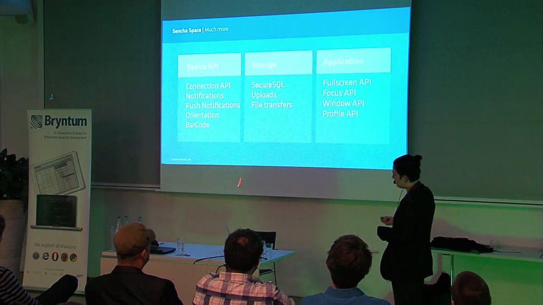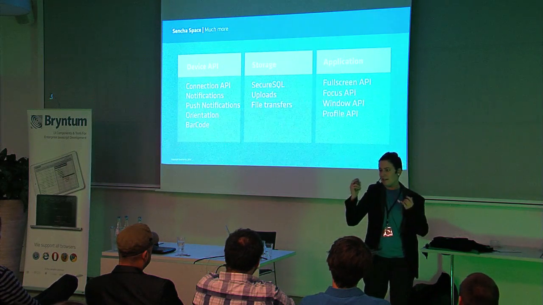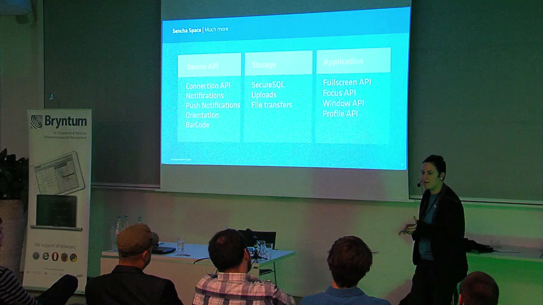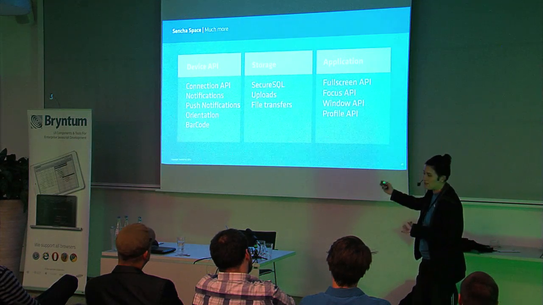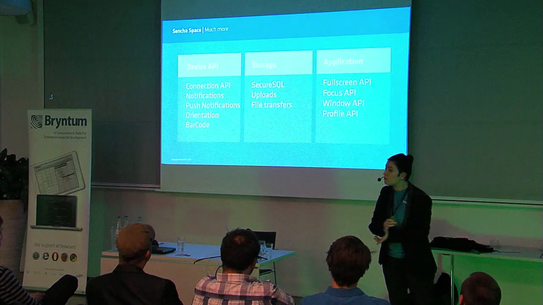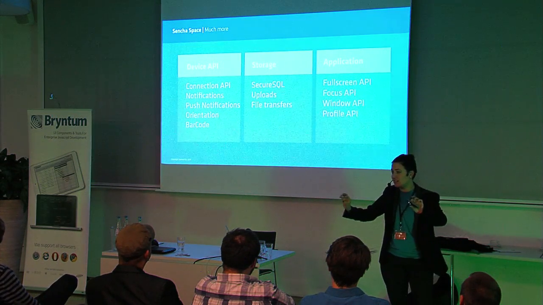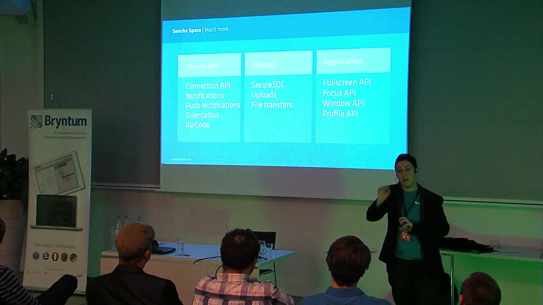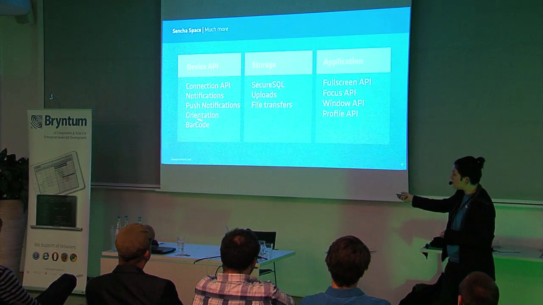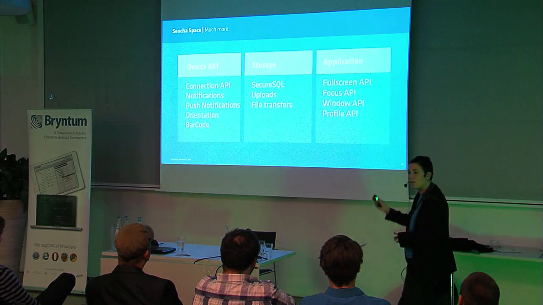There are many more APIs that you can use. Earlier I had the question, what about the native HTML5 APIs? Well, we have the connection API, notification APIs, and push notification APIs, so you can send messages to other devices, or to other apps or users. That's all possible. We can get access to the orientation of the device. We can make use of the barcode scanner.